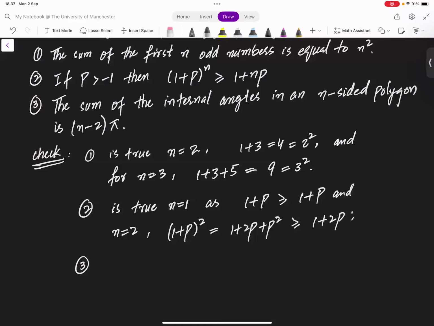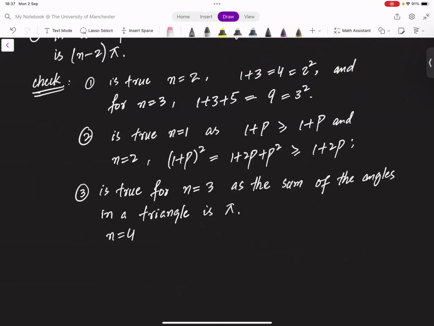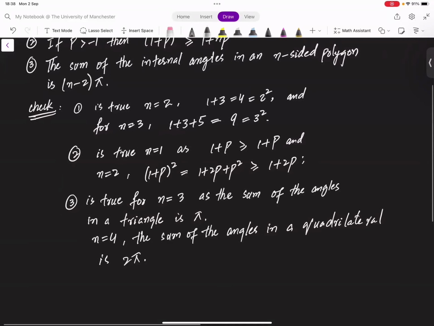And statement 3 is true for n is 3, the sum of the angles in a triangle is pi, and for n is 4, the sum of the angles in a quadrilateral is 2 pi. Okay.